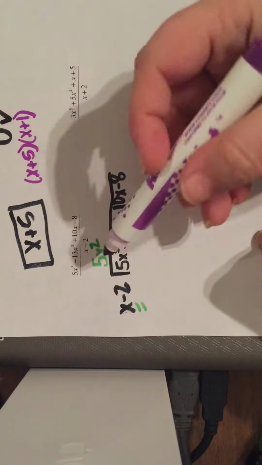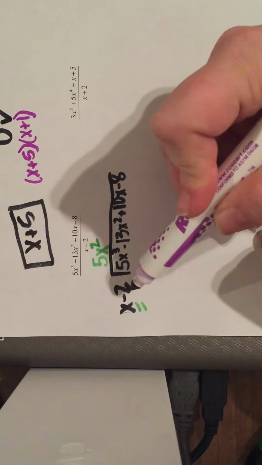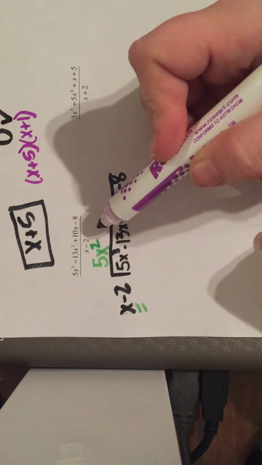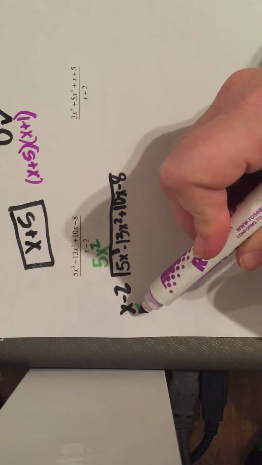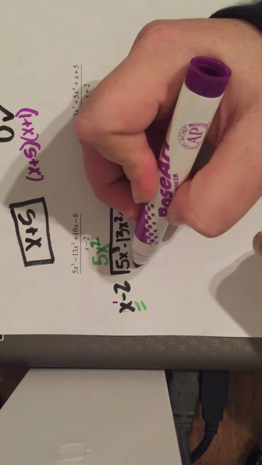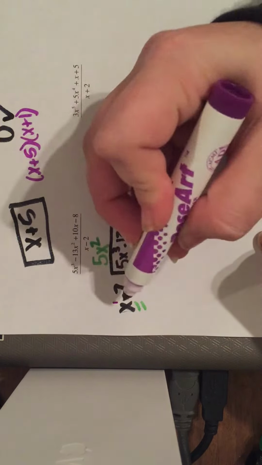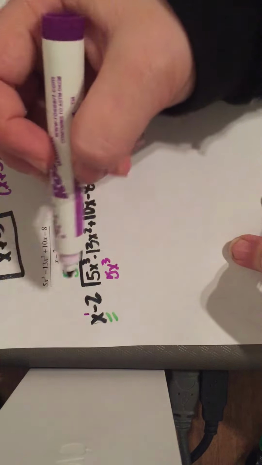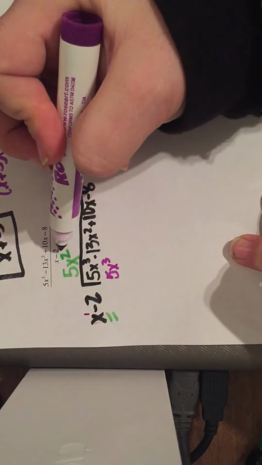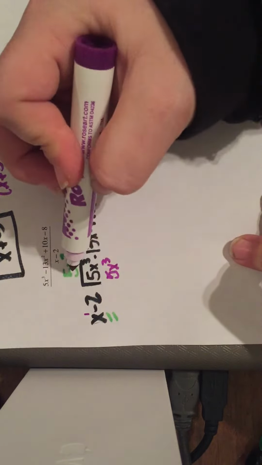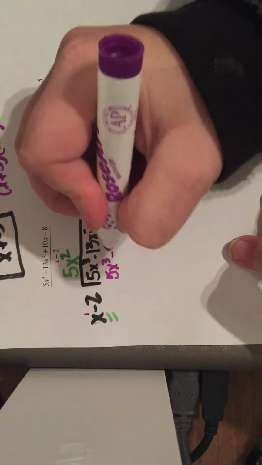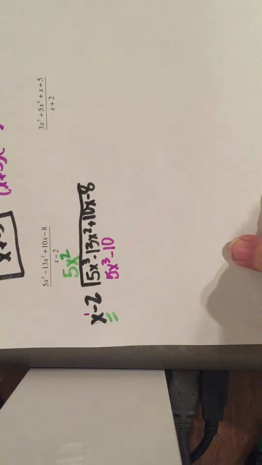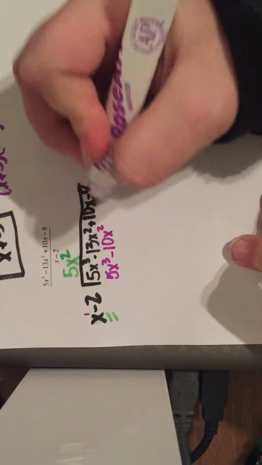I got to bring it down. I got to distribute that 5x squared times each one of these terms. So 5x squared times x, remember that's like having an imaginary 1 right there. So that's going to be 5, and then I add my exponents. 2 plus 1 is 3. So it's going to be 5x to the third. Okay, now I've got to multiply this one. 5x squared times negative 2. So 5 times negative 2 is negative 10. And then x squared, I don't have an x term over here, so I'm just going to have to bring down that x squared.